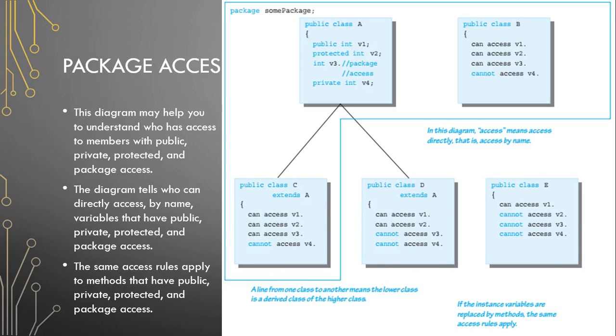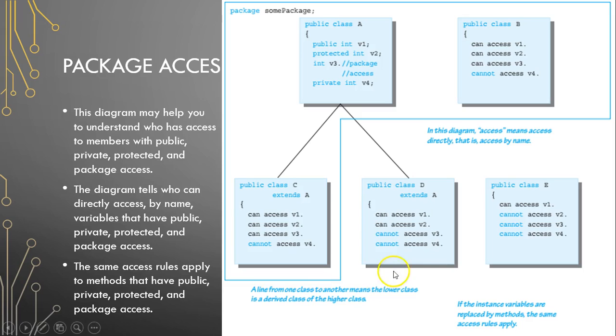Now we go outside the package to D and E, and you'll see that D extends A, which means it's a derived class. However, it's not inside of the package. Therefore, it can access the public variables, so variable 1, and it can access the protected variables because it's a derived class. However, because it's outside of the package, it can't access variable 3 because variable 3 is restricted to that package level, and that's why it's more restricted. Variable 4 again can't be accessed because it's private. And we look at E. E has the least amount of access because it's outside the package, and it is not derived from A.